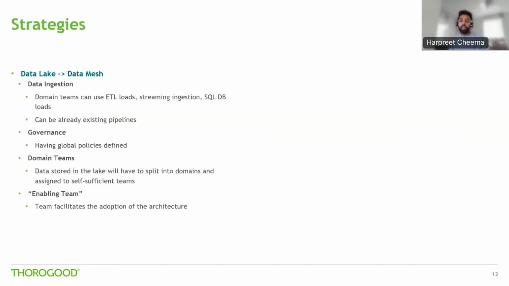Now let's just take a look at a high level application of data mesh principles to a data lake architecture that may already be in place. So here, just some strategies. If we did have a data lake and we wanted to take a look at applying some of the principles and how we would apply those principles. In terms of data ingestion, domain teams can use common techniques to bring data into the platform, such as using ETL loads, streaming ingestion, SQL DB loads, etc. So these loads can be either new or they could be previous pipelines that have already been ingesting the data.